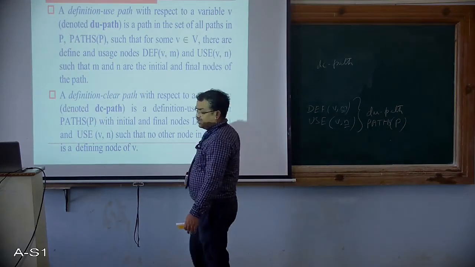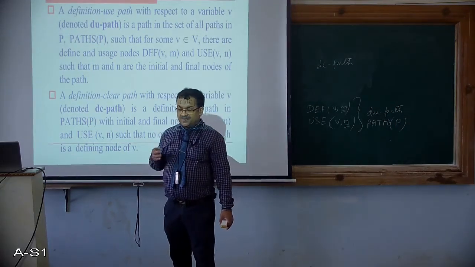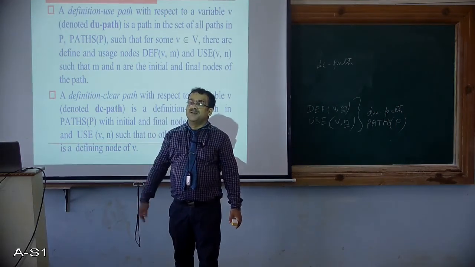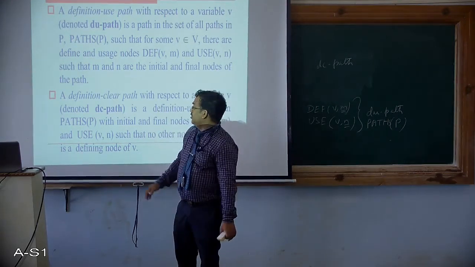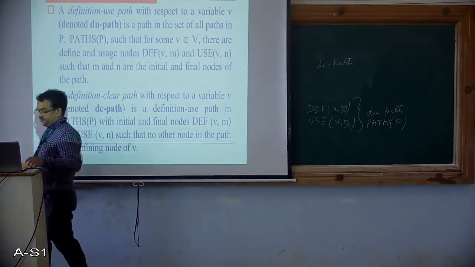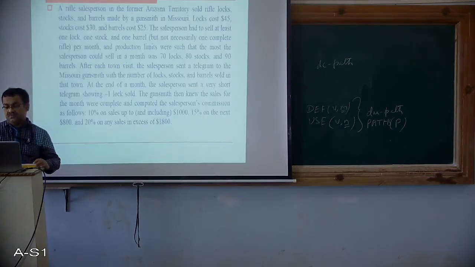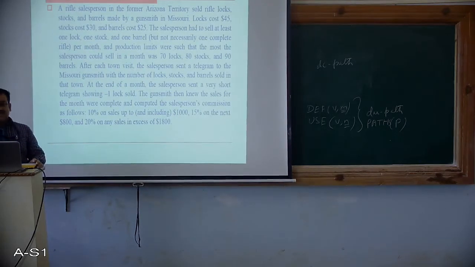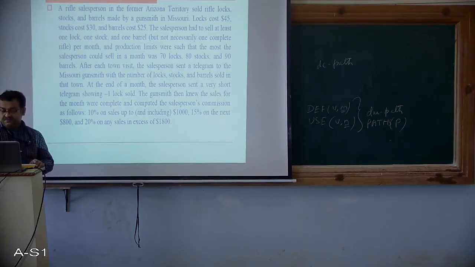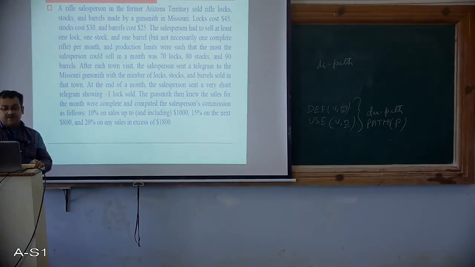That is because of the condition that the particular variable should not be defined by any other node among the intermediate nodes in that particular path. That is the condition for a define clear path. Now let us analyze this entire structure, the data flow testing methodology, by using a particular problem which is called the commission problem of Missouri.